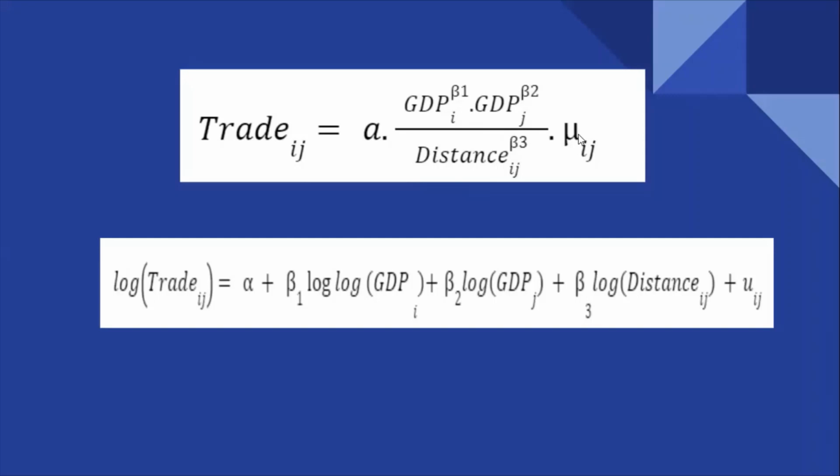Now, this basic gravity equation can be written in logarithmic form as mentioned in the second equation. So, if we convert the first equation in a logarithmic form, the above equation can be written as the second equation. Okay. Now, lately, it has been realized that apart from these basic variables, that is the distance and GDP of these two countries, there are other variables that can affect the trade between two countries. And that is very obvious because there are n number of factors that can affect the international trade between two countries.